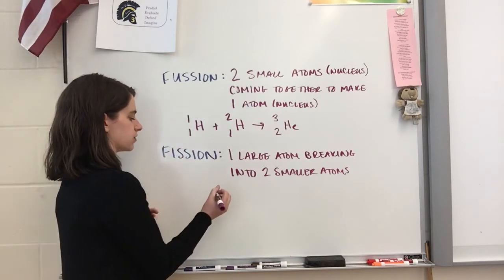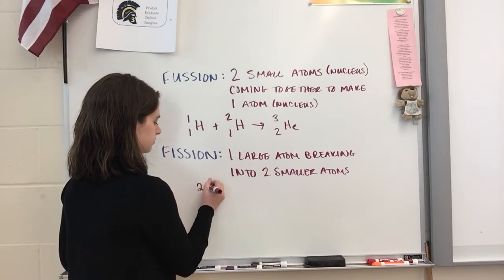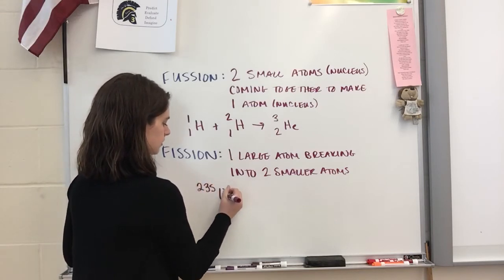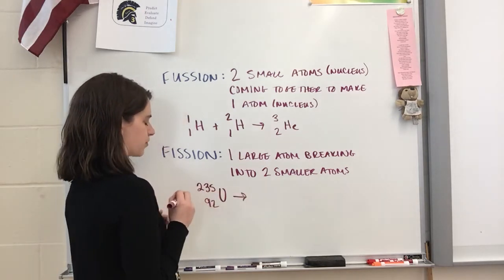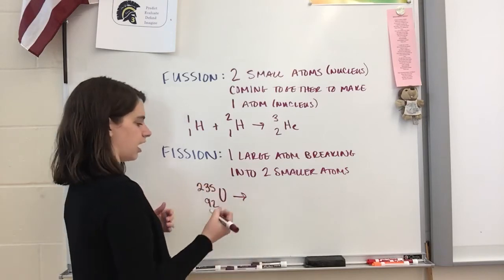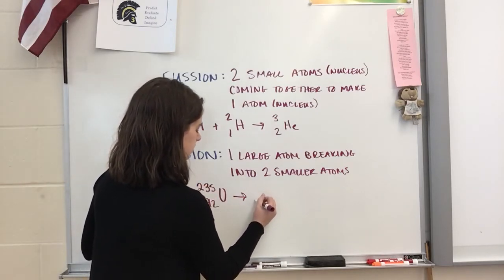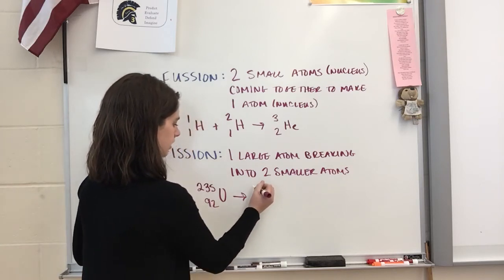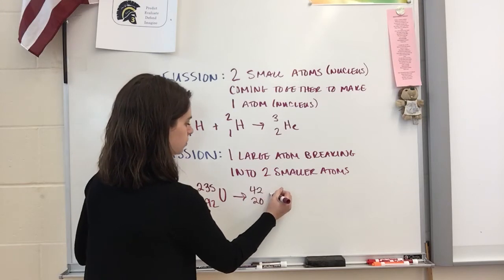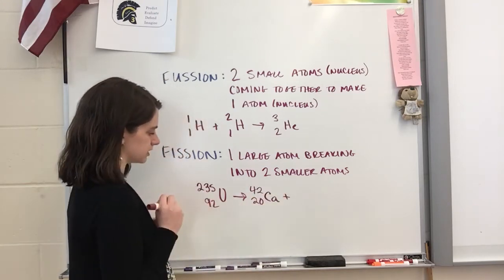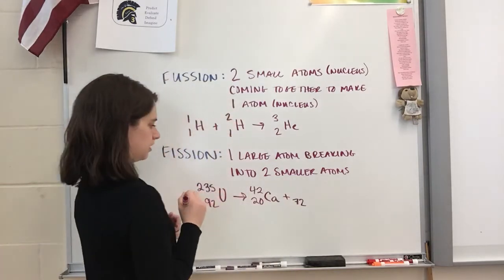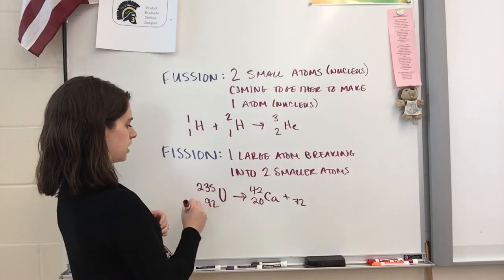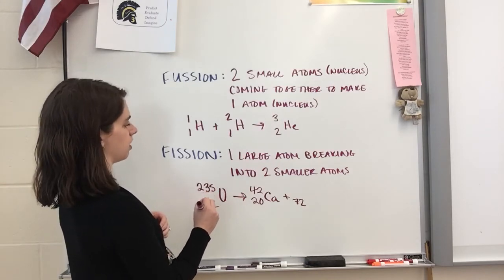So let's say we have uranium-235. Uranium's atomic number is 92. And let's say it breaks apart into, I'm making this one up off the top of my head, let's say calcium, which has an atomic number of 20 and a mass of 42, which means that the other product would have an atomic number of 72.